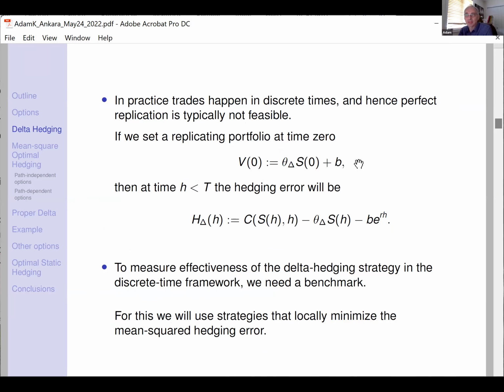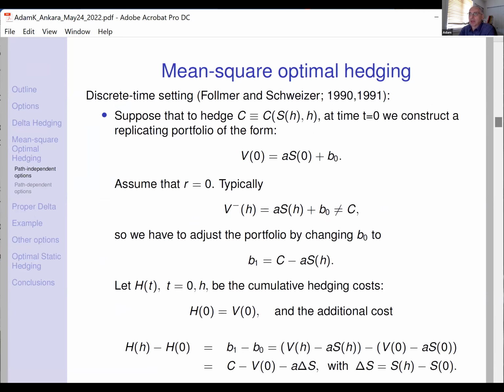We do this only on discrete time periods. And because of this, there will be hedging error. This will be the difference between our target, which is the price of the option at the end of the hedging period, and the replicating portfolio. So to really compare the performance of delta hedging with anything else, we need to find a benchmark. And as a benchmark, I'm going to use the so-called mean square optimal hedging strategy, where the hedge ratio is determined as a solution to a certain optimization problem.